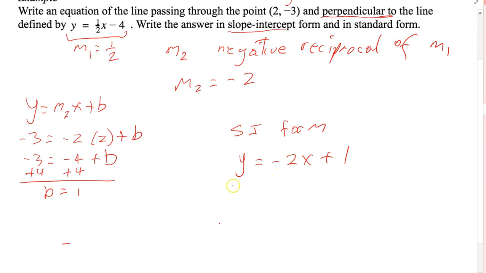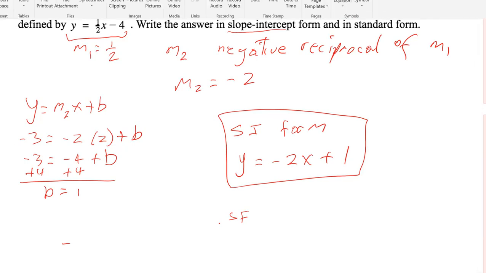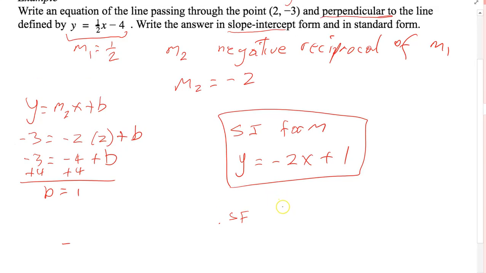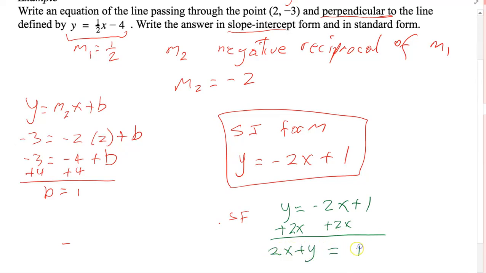Then we want to write our standard form. Standard form is where we have the x and the y on the same side. We start with y equals negative 2x plus 1, and then add 2x to both sides to have the x and y on one side. That means 2x plus y equals 1. And this is the standard form of the line. 2x plus y equals 1 is the standard form, and the slope-intercept form is y equals negative 2x plus 1.